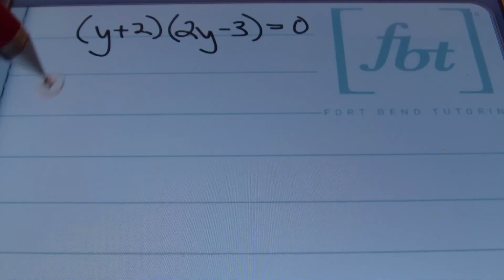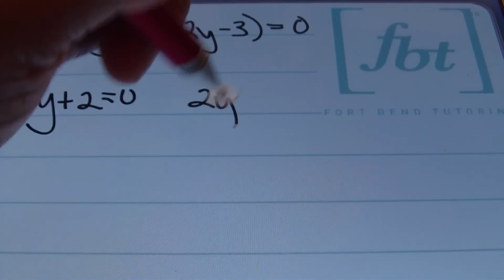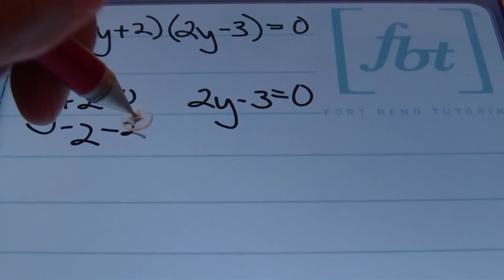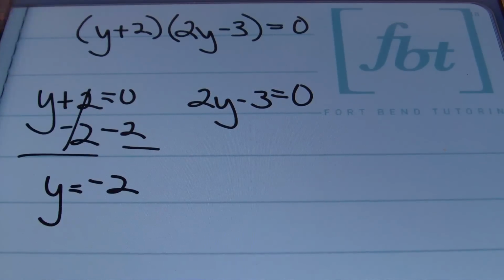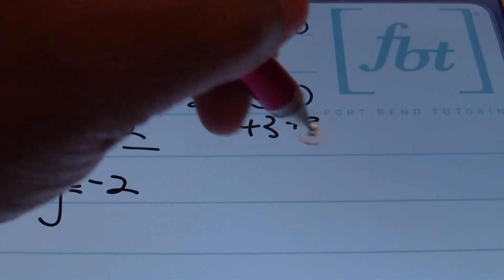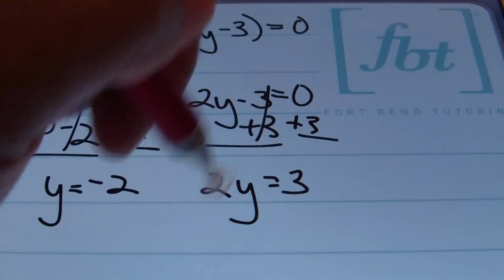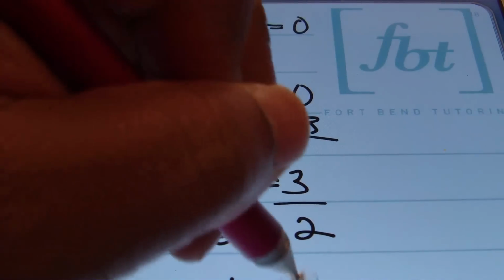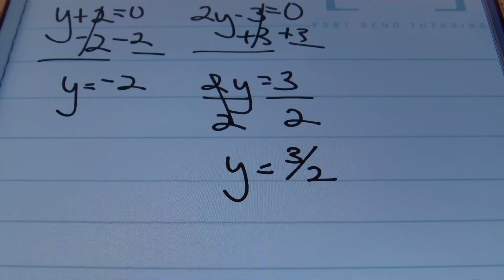Using the zero factor property, we have y plus 2 equal to 0. We also have 2y minus 3 equal to 0, and then you'll solve for y. So I'll begin by subtracting 2 from both sides so that y equals negative 2, and then adding 3 to both sides of my equal sign in the second equation. I'll have 2y equals 3, then dividing both sides by 2, you'll have y equals 3 halves. Okay. So these are the solutions to y.